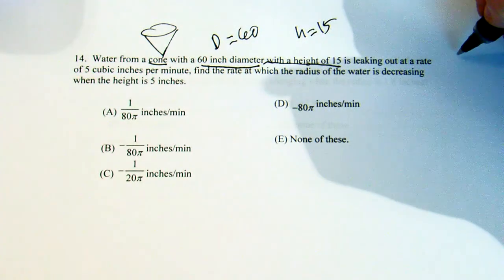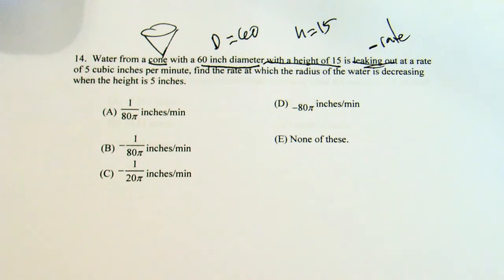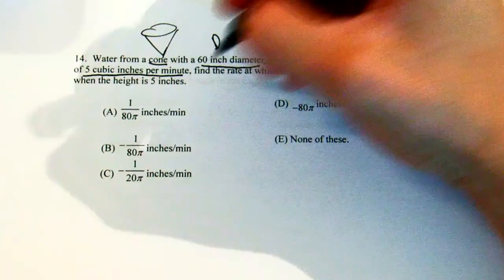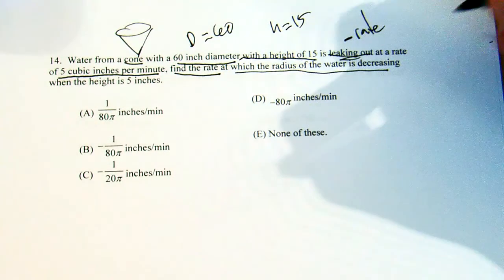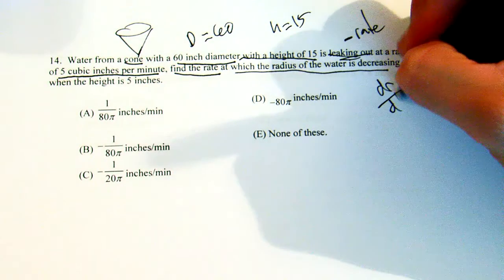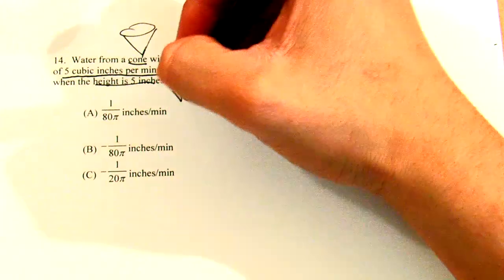Is leaking out. So it's a negative rate, at a rate of 5 cubic inches per minute. Okay. Find the rate at which the radius of the water is decreasing. So I'm going to try to find dr/dt, when h is 5.